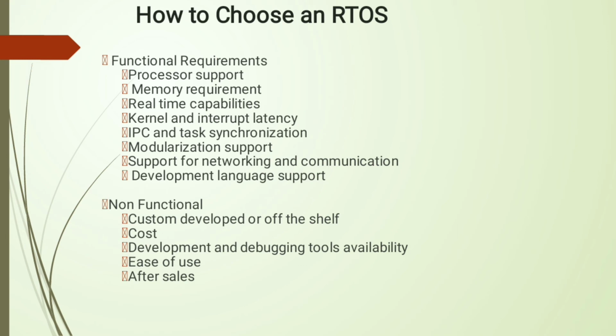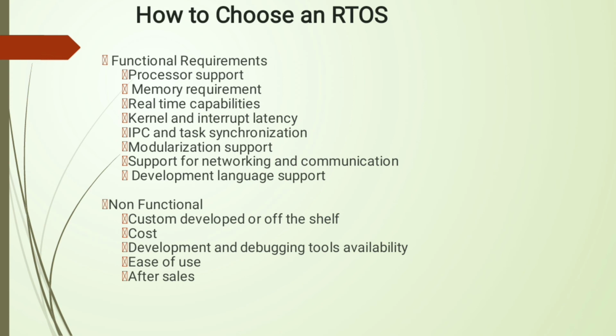So these are the functional requirements. First one is the processor support, memory requirement, the real-time capabilities, the kernel and interrupt latency. In that, we need to make the latency as minimal as possible. And the next ones are the IPC and task synchronization, the modularization support, support for networking and communication, and the development language support. These are the functional requirements, and now we are moving to the non-functional requirements.